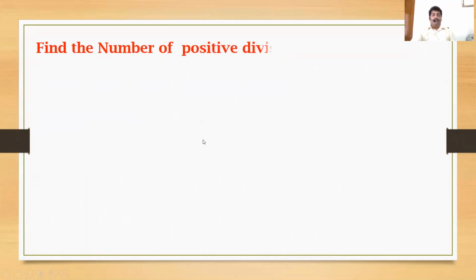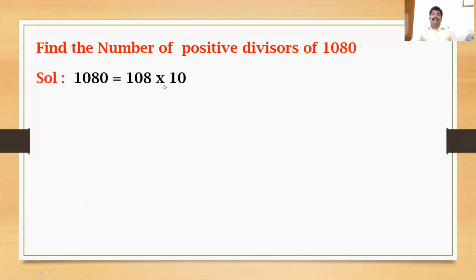Find the number of positive divisors of 1080. First, the given number you have to write as prime numbers to the powers. So 1080, I wrote 108 into 10. Then 108, again 12 nines are 108, into 10.